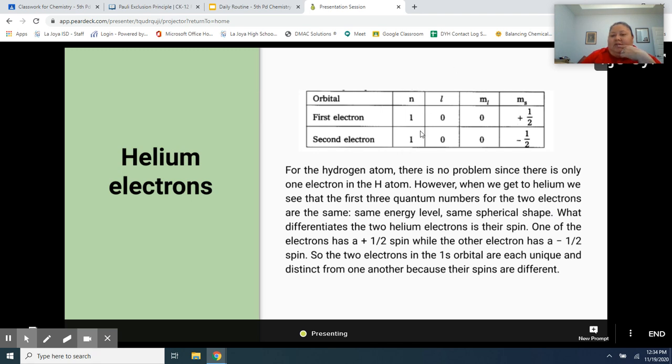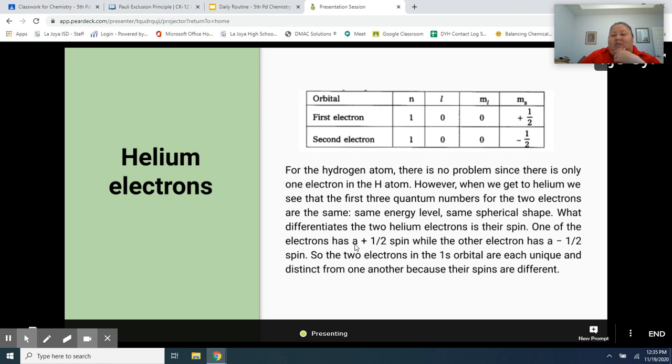So this is the energy level. That's the same. We know they're in the s orbital. That's fine. And since there's only 1 s orbital, they're both in there. Now, that's 3 out of 4. That's fine. You can have 3 out of 4 the same. But check this out. The spin is different. What differentiates the 2 helium electrons is their spin.